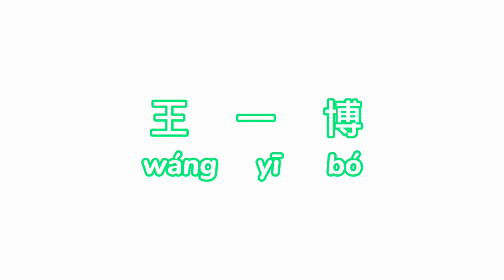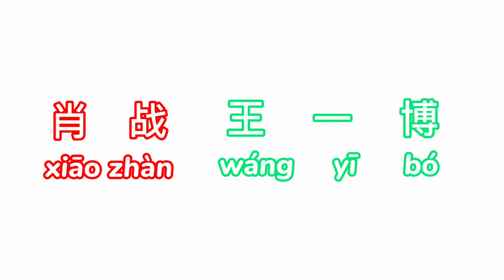Yi is just first tone. Yi, yi. And bo is also second tone. B, wo, bo. And also compare that with first tone. First tone is bo, and second would be bo. So together it's Wang Yibo. Okay, now let's say it all together. Xiao Zhan, Wang Yibo.